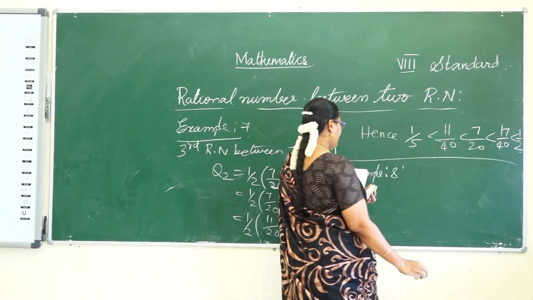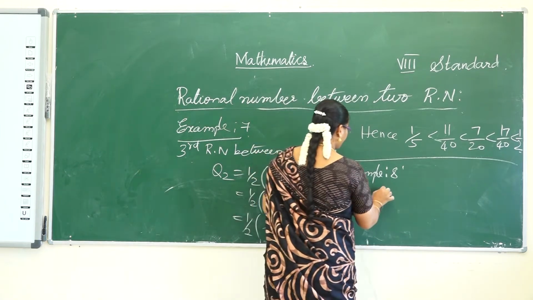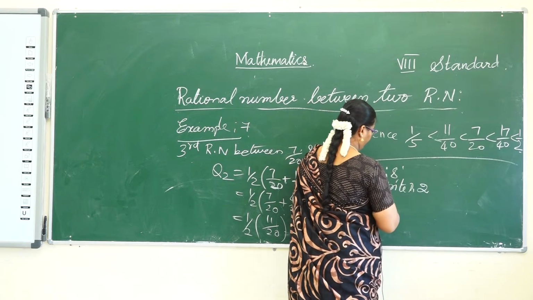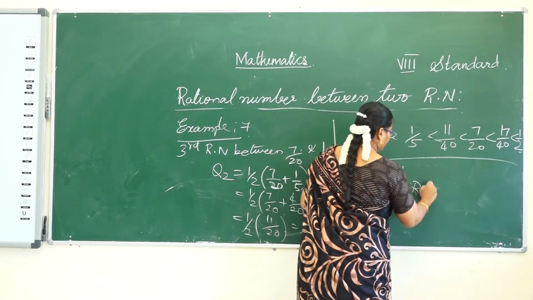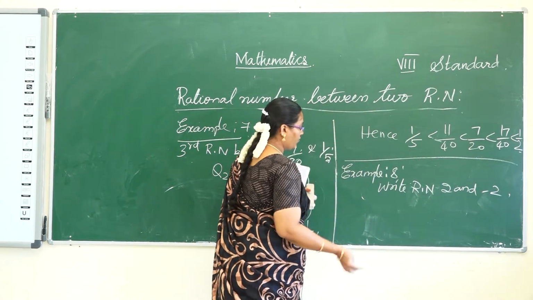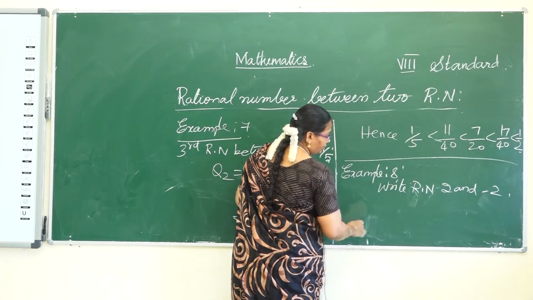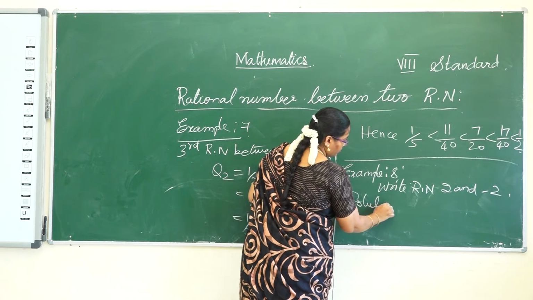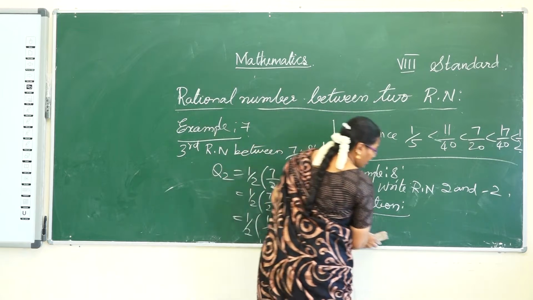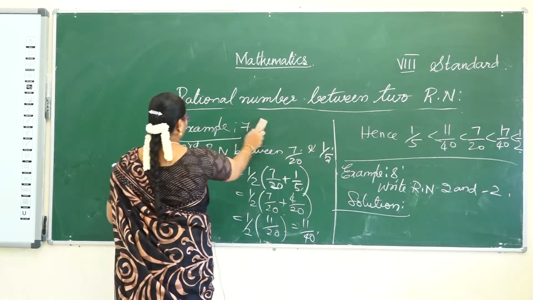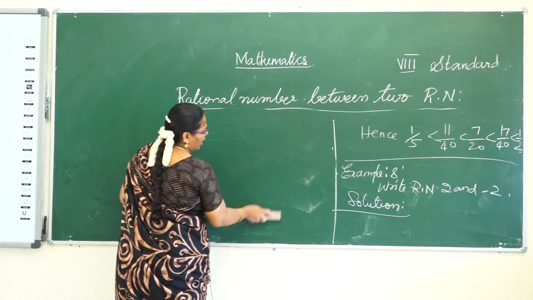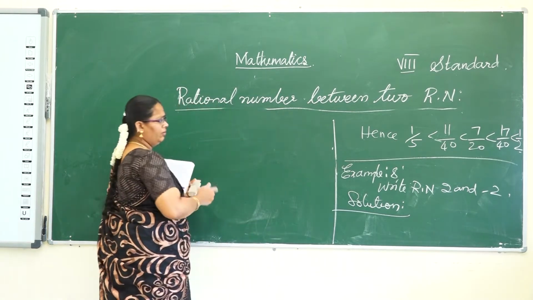Example 8. Write 10 rational numbers between 2 and minus 2. Then we have applied the second method. Okay, so how do you do it? In your book another method is given. I have applied the second method.